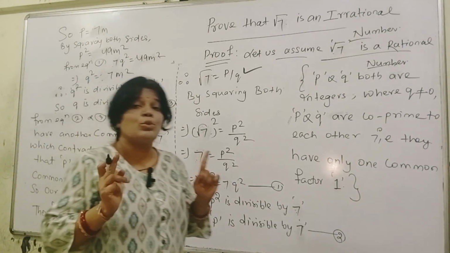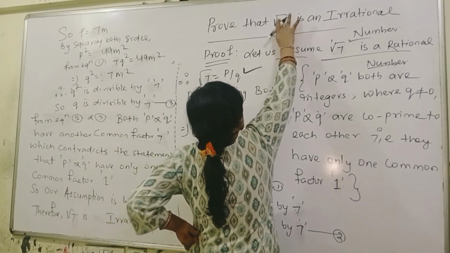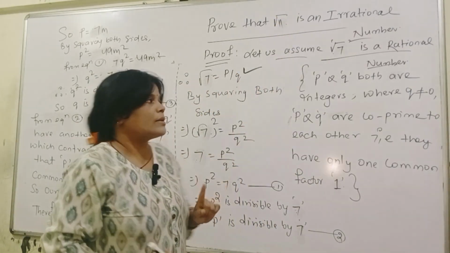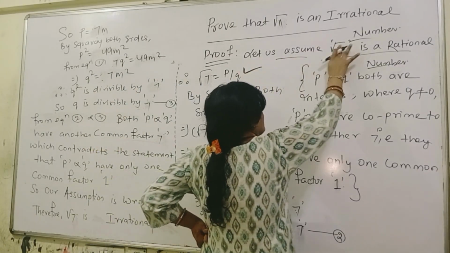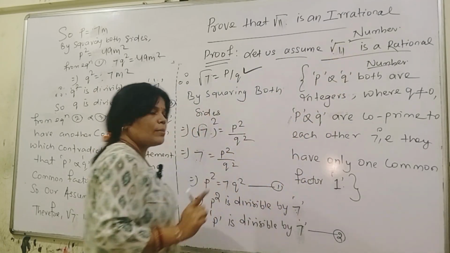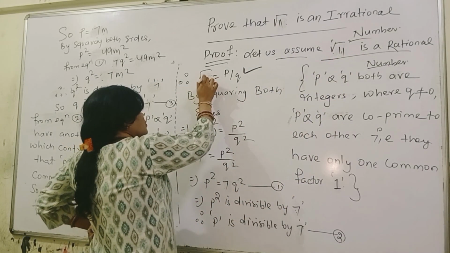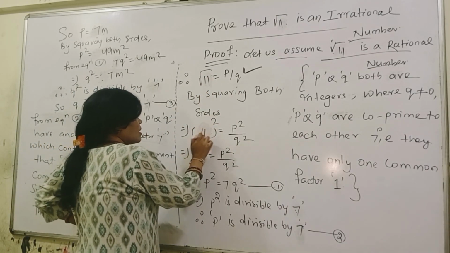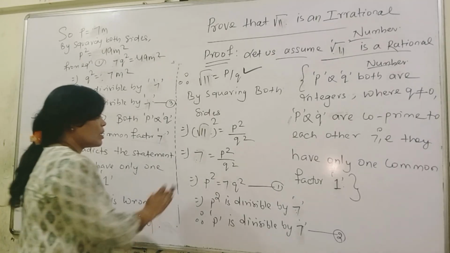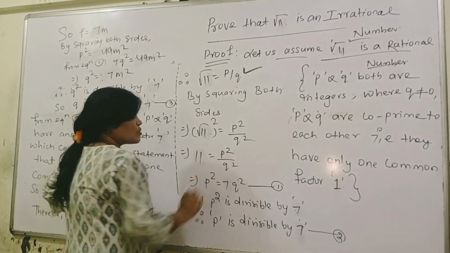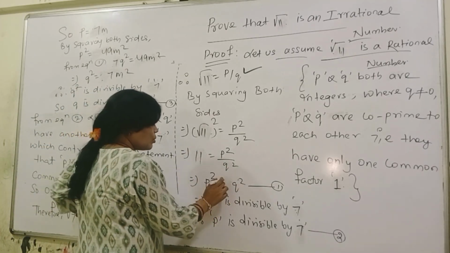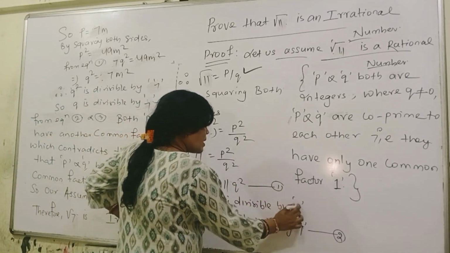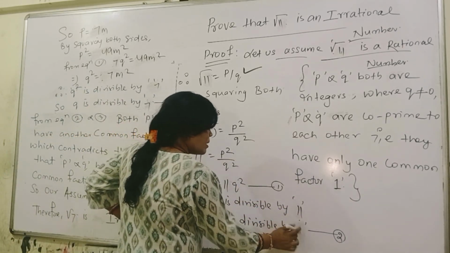Now after √7, look at √11. Prove that √11 is an irrational number. Let us assume √11 is a rational number. So √11 is equal to P upon Q. By squaring both sides, the square of √11 is equal to P square upon Q square. So 11 is equal to P square upon Q square. Therefore P square is equal to 11q square. So p square is divisible by 11. Therefore, p is divisible by 11.